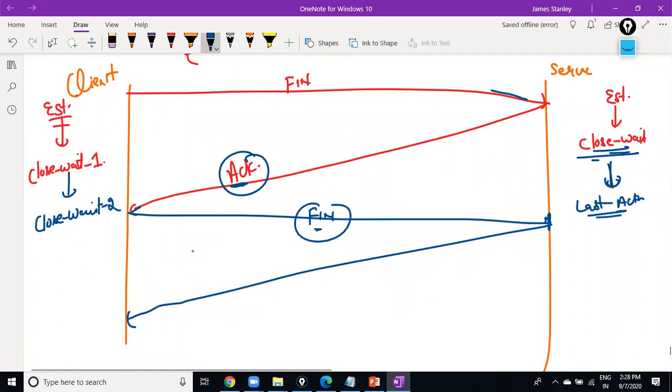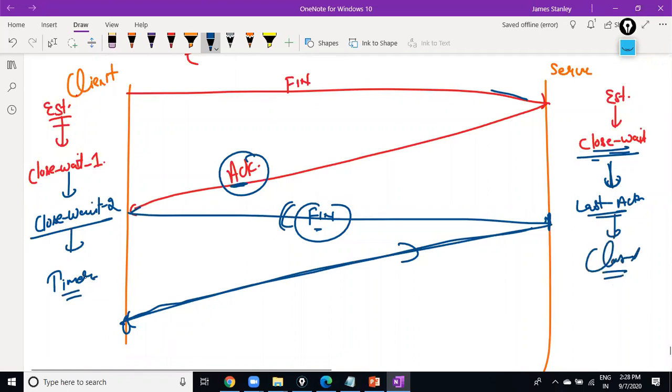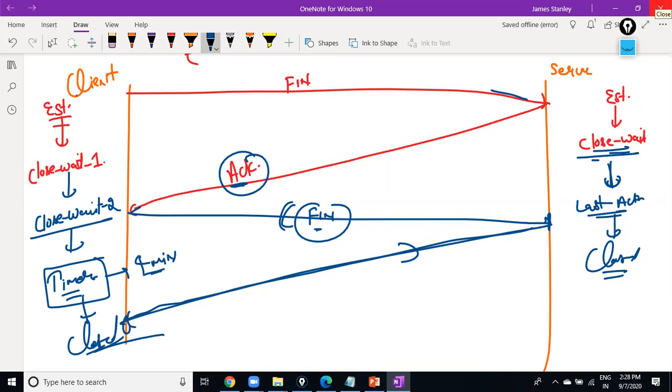Okay, and now finally, this is the FIN on this side, and this is the acknowledgement. Okay, and this will be in the timer state, close timer, and this is finally in the closed state. And the timer will expire, that is about 4 minutes, and after that it will be in the closed session. These are the states. Okay.